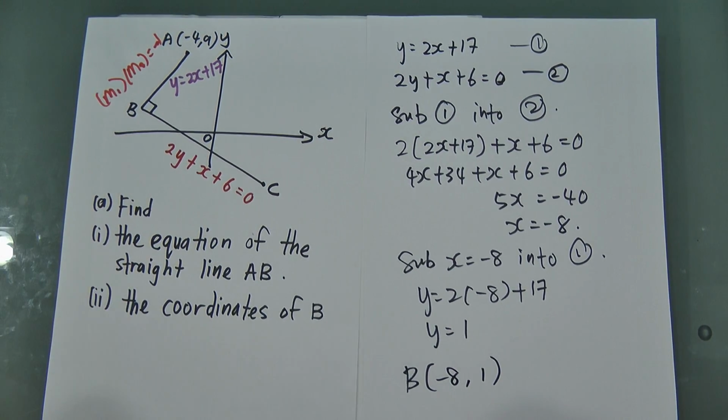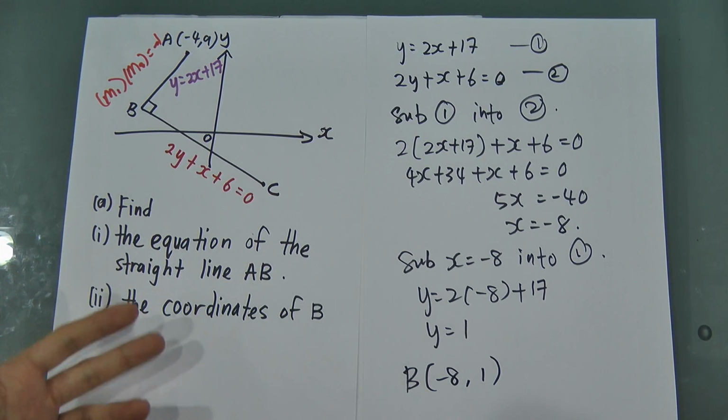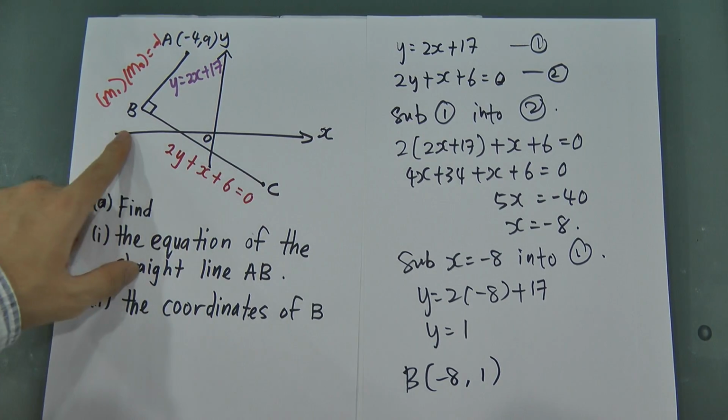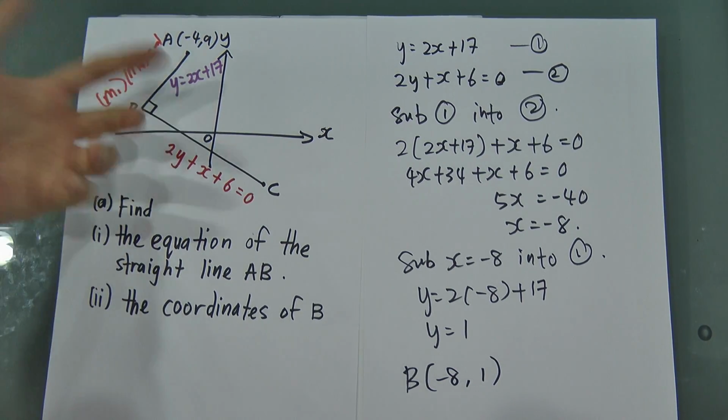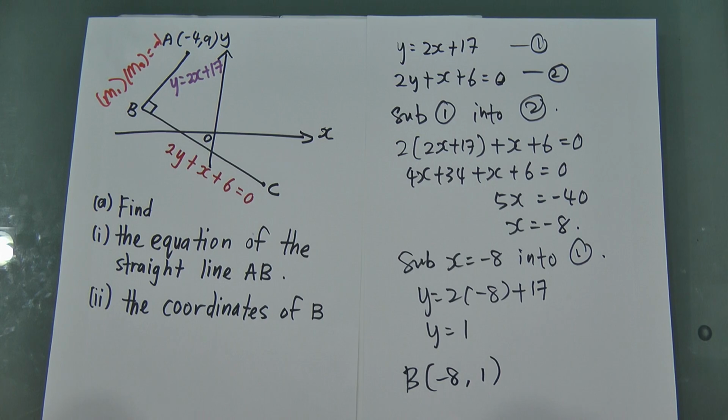Alright, when you got the coordinate, always double check, see whether it makes sense or not. Because this is negative side, so negative 8 makes sense. And then this one is positive 1, okay, makes sense. So I can confirm this coordinate is almost correct. Alright, then I'm going to go to the part B and part C.